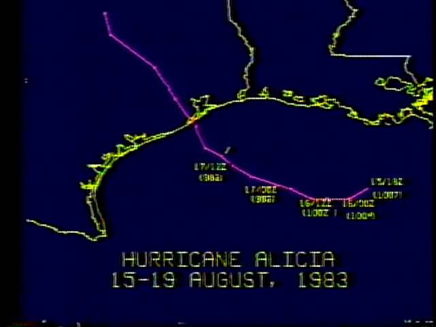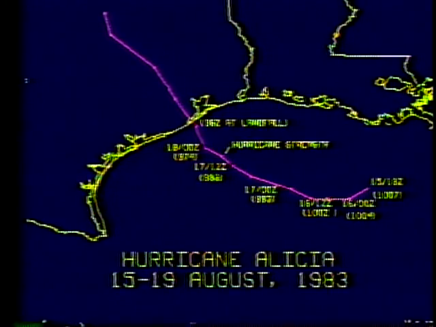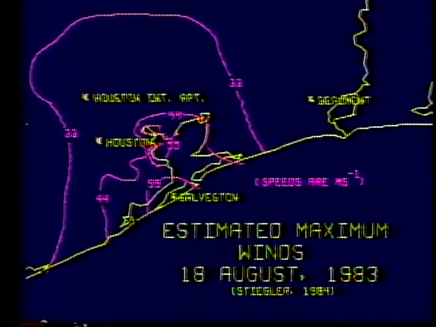At this point, Alicia began to intensify more rapidly and reached hurricane strength just before 18Z on August 17th. Deepening continued until landfall, which occurred at approximately 6Z on the 18th. As Alicia crossed the coastline, central pressure was estimated at 962 millibars.